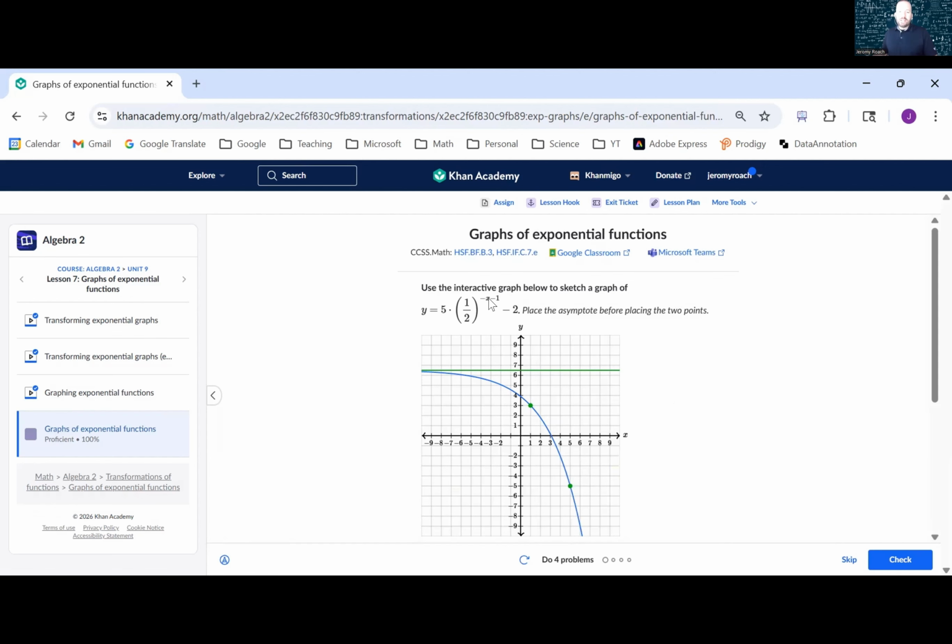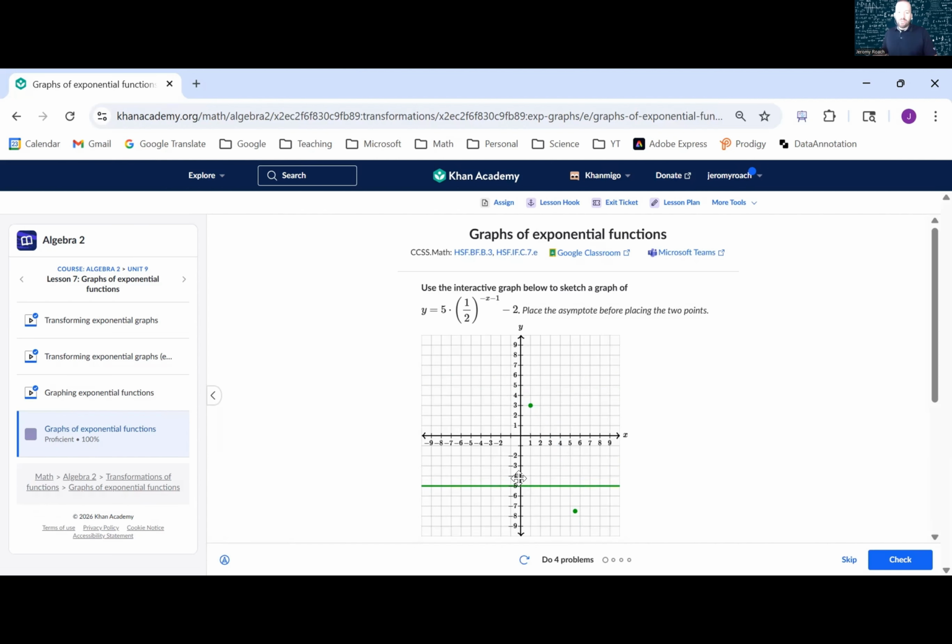But if we plug in any number for this and we bring a fraction to the power of any number, we're not going to get a number less than 0. So we'll just say 0 is our absolute lowest value that we could get. So let's pretend that this is all 0. 5 times 0 gives us 0, and we have negative 2, and that is our asymptote.